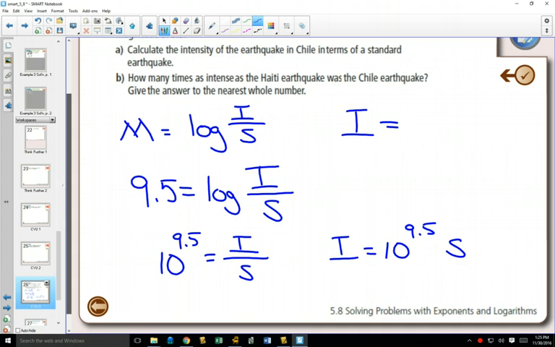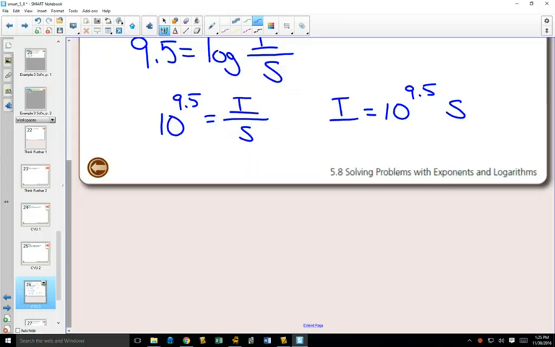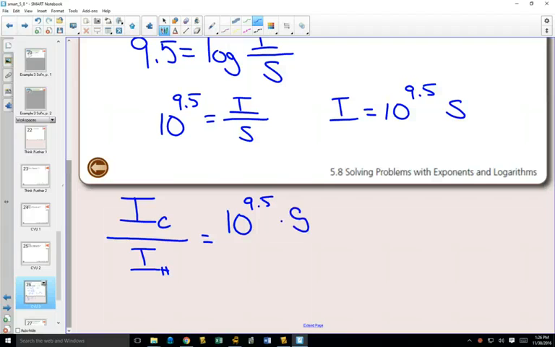How many times as intense as the Haiti earthquake? And the Haiti earthquake is listed on the other page as a 7. How many times as intense was the Chile earthquake compared to the Haiti earthquake? When you're comparing two of them, we really want to look at the intensity of Chile divided by the intensity of the Haiti earthquake. I'll just use that notation so we know which one we're talking about. We already figured out that the intensity of the Chile one was 10 to the 9.5 times a standard earthquake.